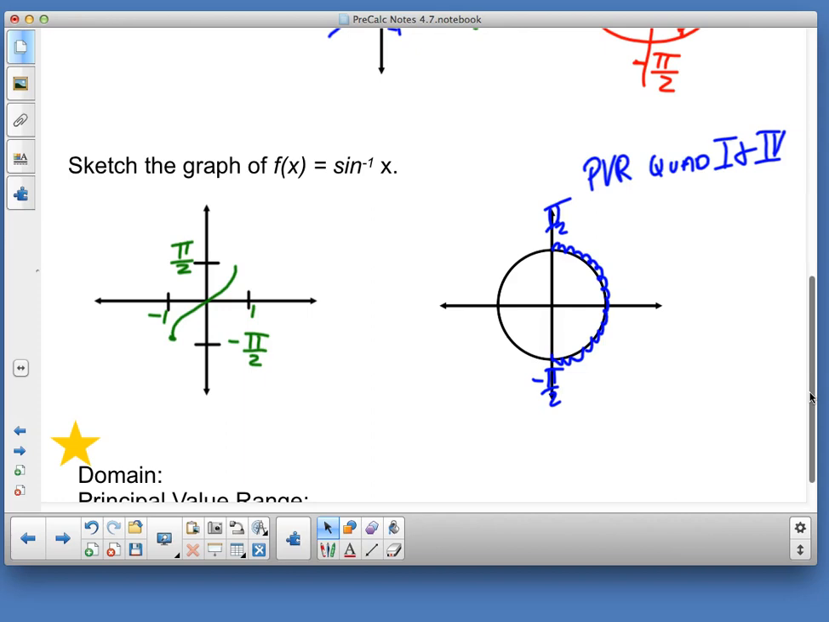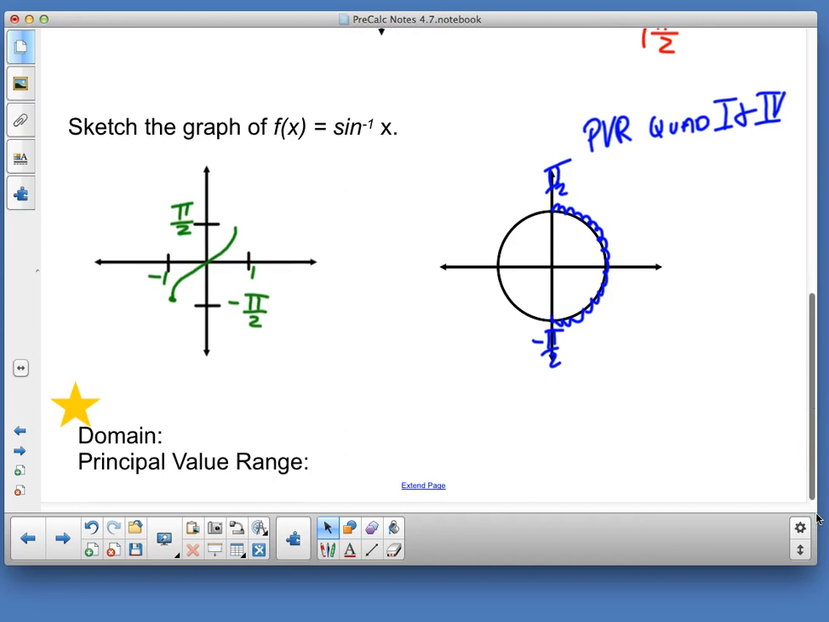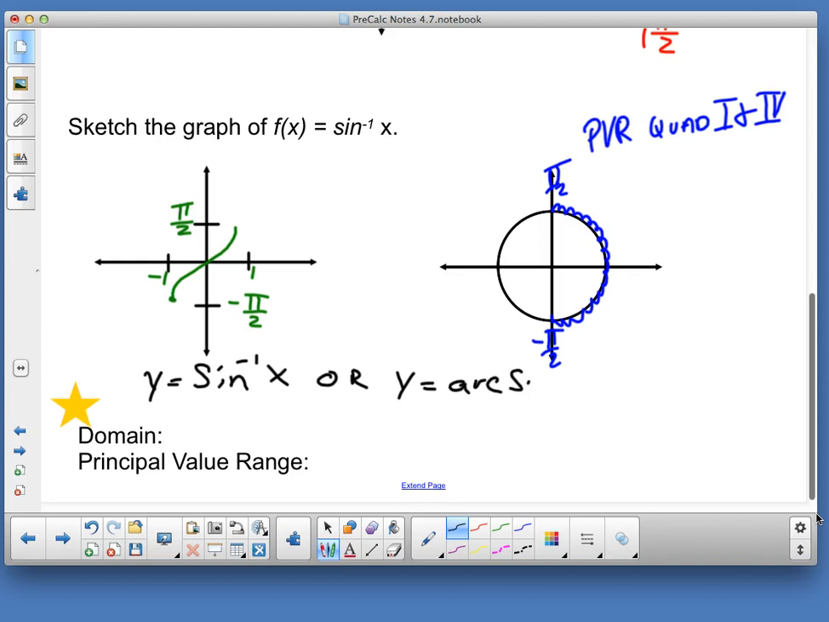Now, my domain, and what we just did. I've got y equals inverse sine of x, or what you're going to see it as, y equals arc sine of x. They're interchangeable. And when we're going through this, in my domain, remember, negative 1 to 1. My principal value range, as we're looking this over, I've got negative pi over 2 to pi over 2.